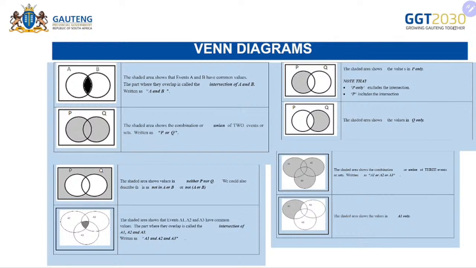And then if you look at the one underneath, you are having three events, but you only have A1 shaded without the intersection, meaning you are only looking at A1 only.